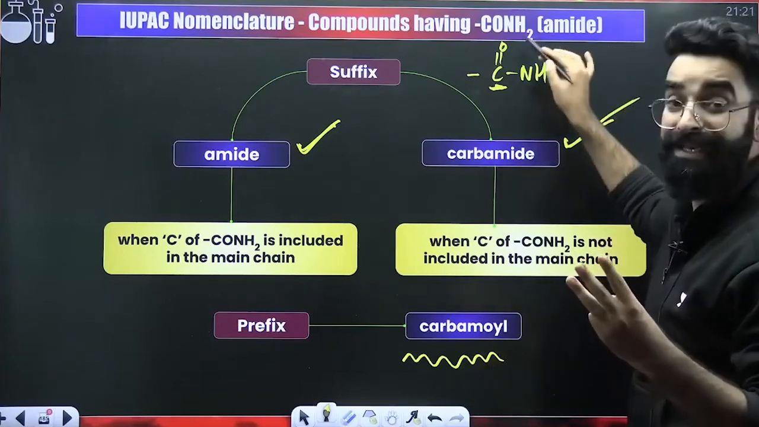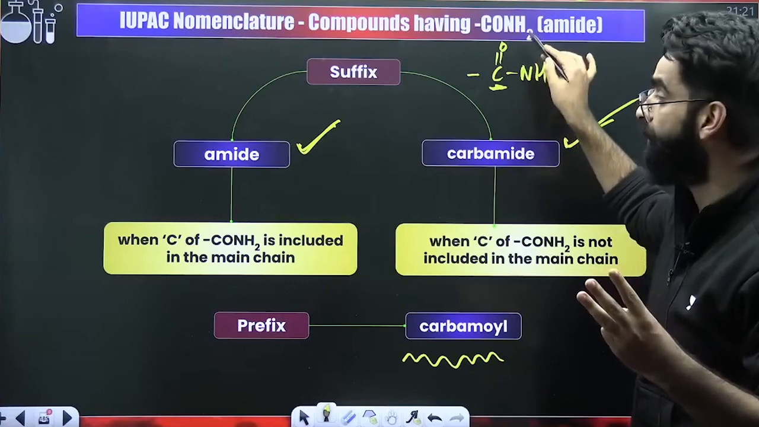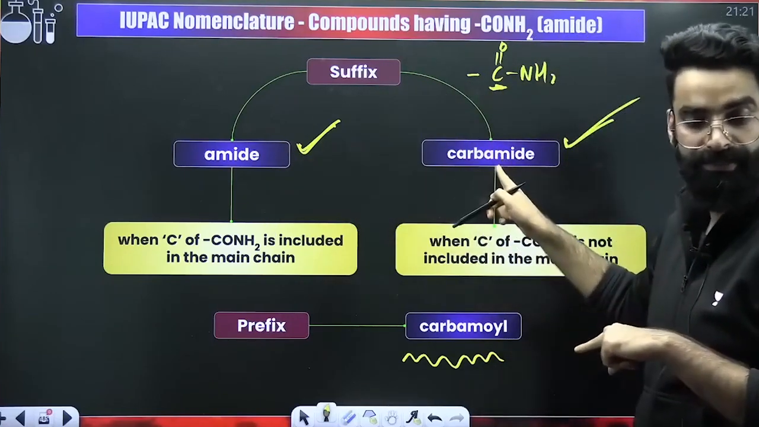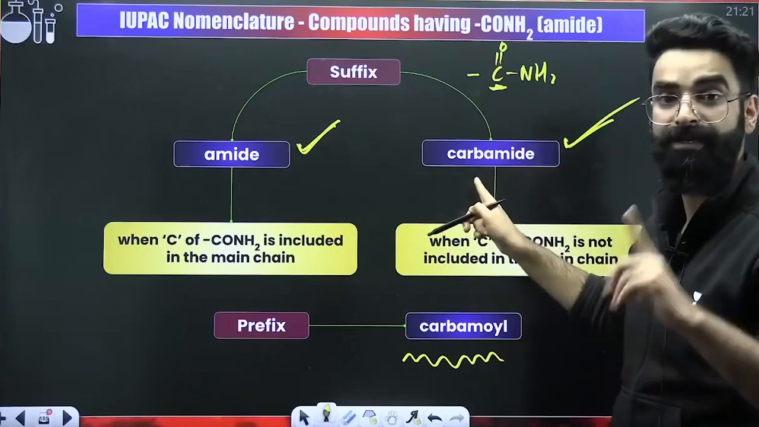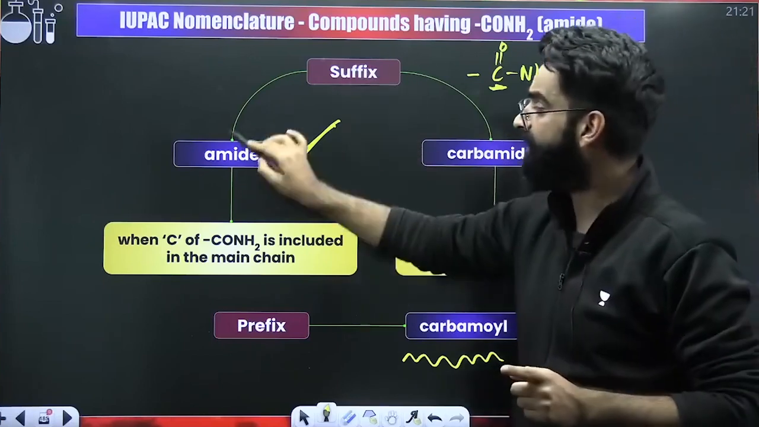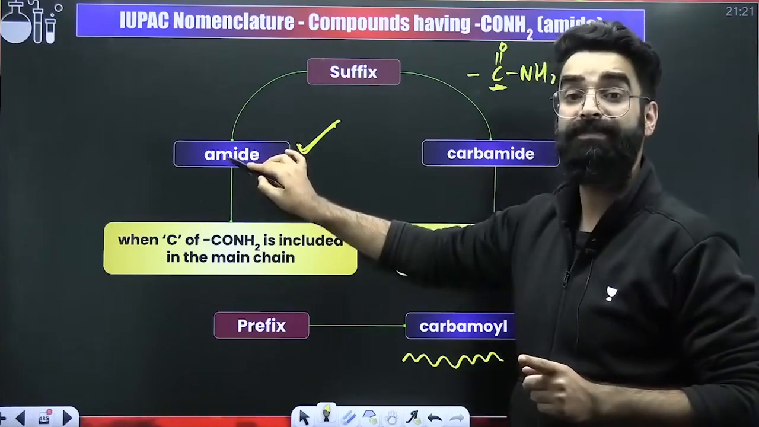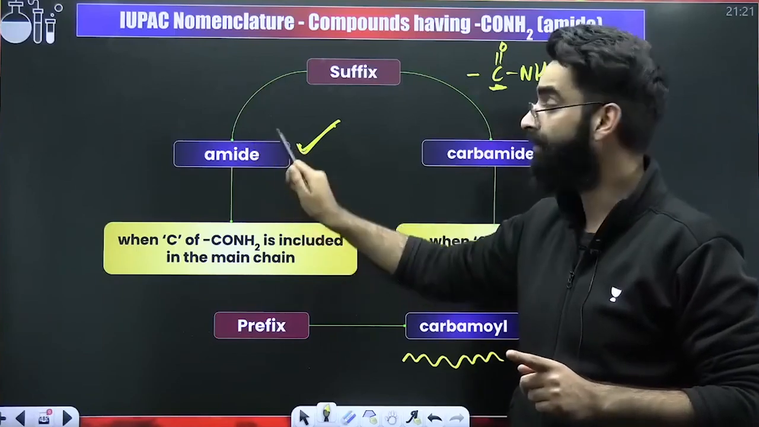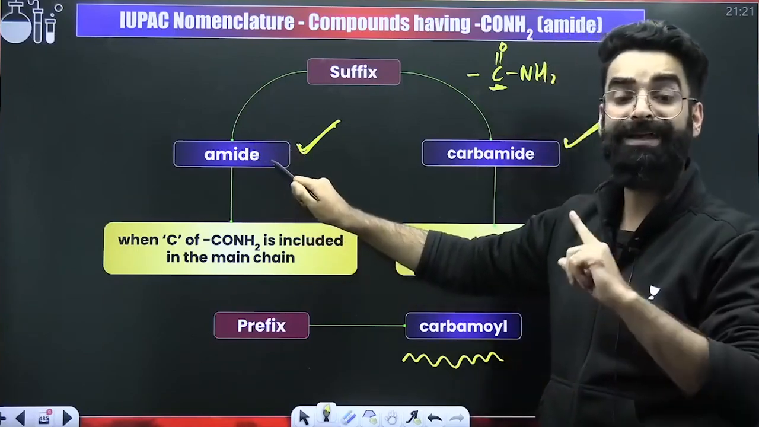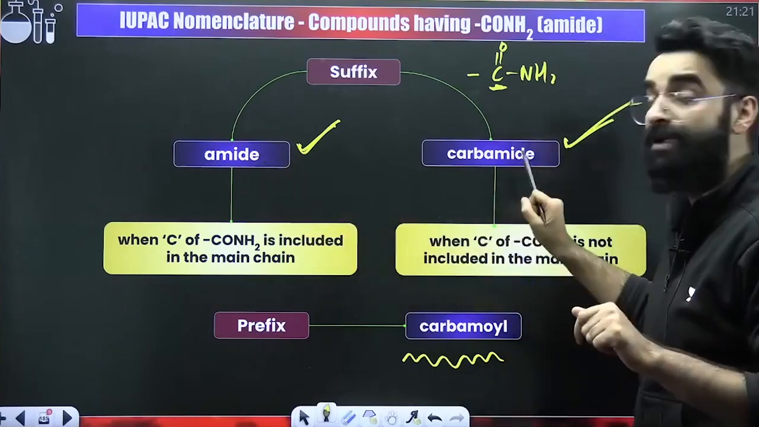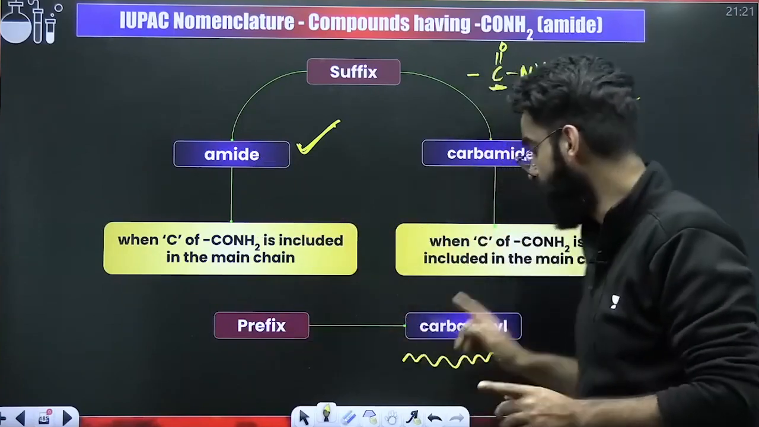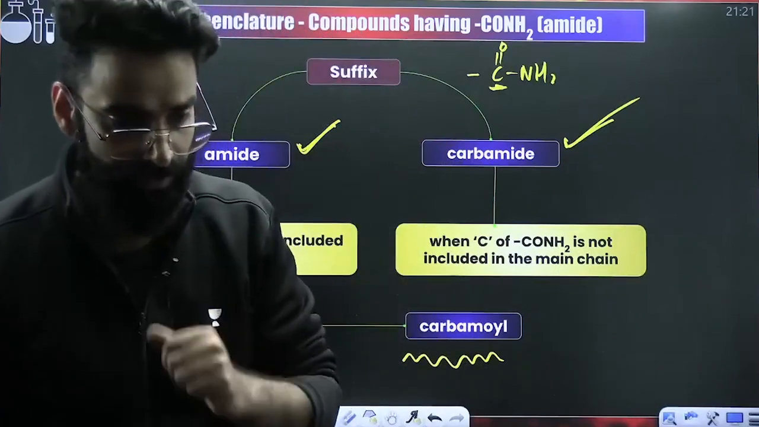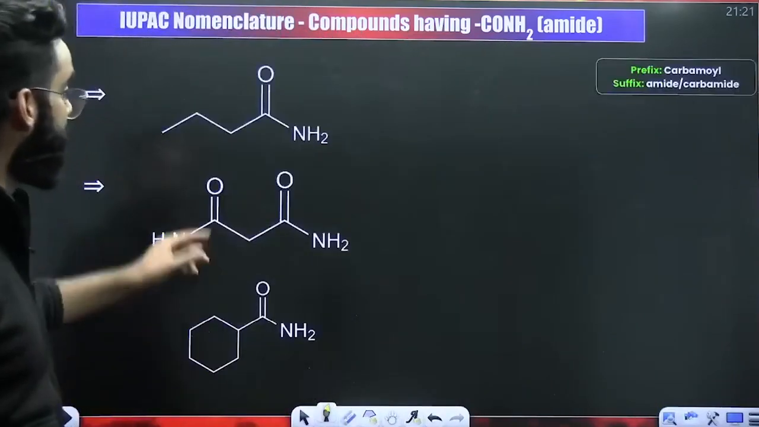It's the amide basically, C double bond O NH2. As a suffix, either amide or carbamide. If the carbon of amide is part of the parent chain, the main chain, then amide. If the carbon of amide is not part of the main chain, then carbamide. As a prefix, we use the name carbamoyl. Now try to understand with a few examples.